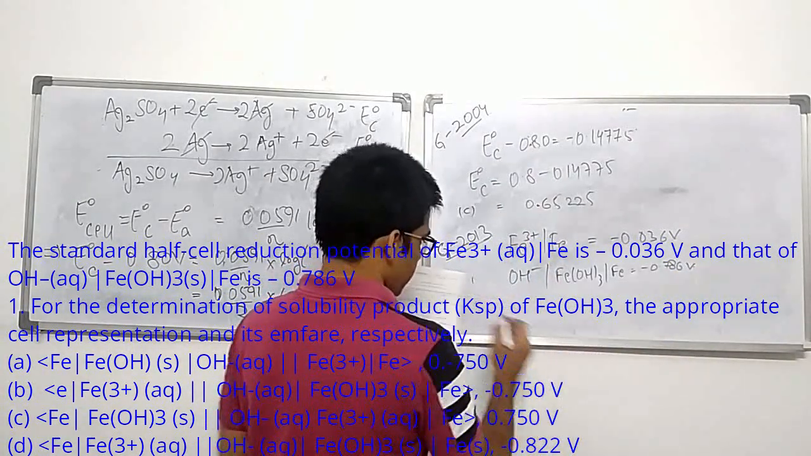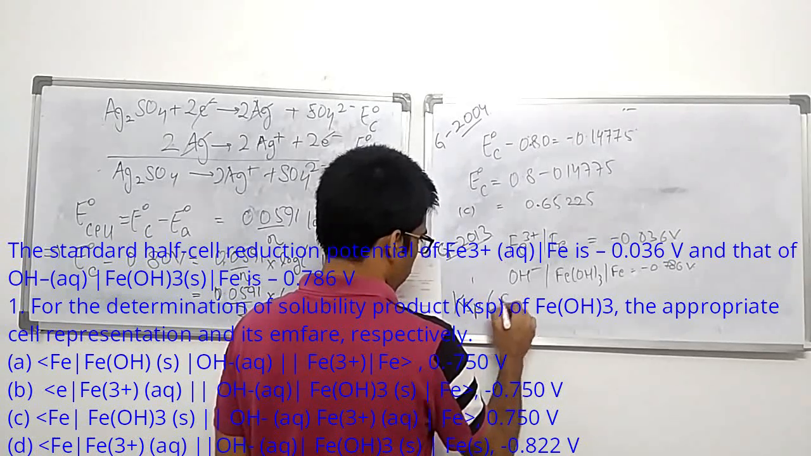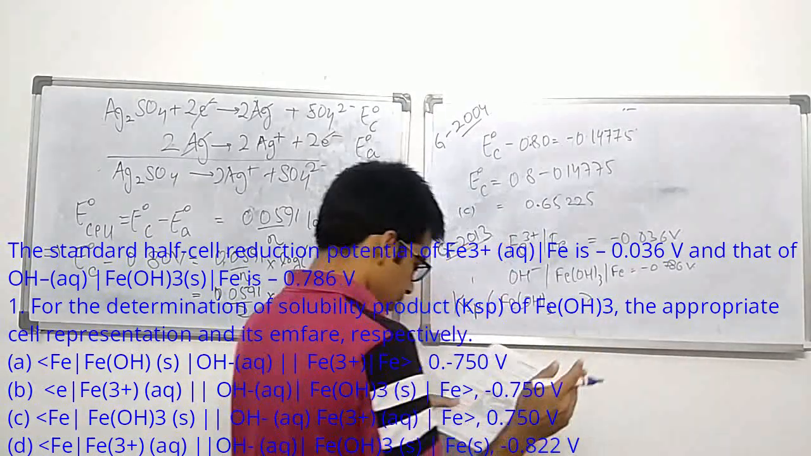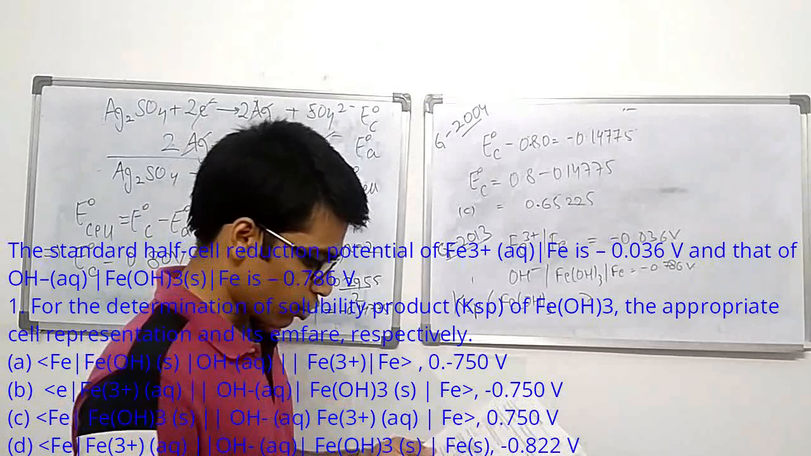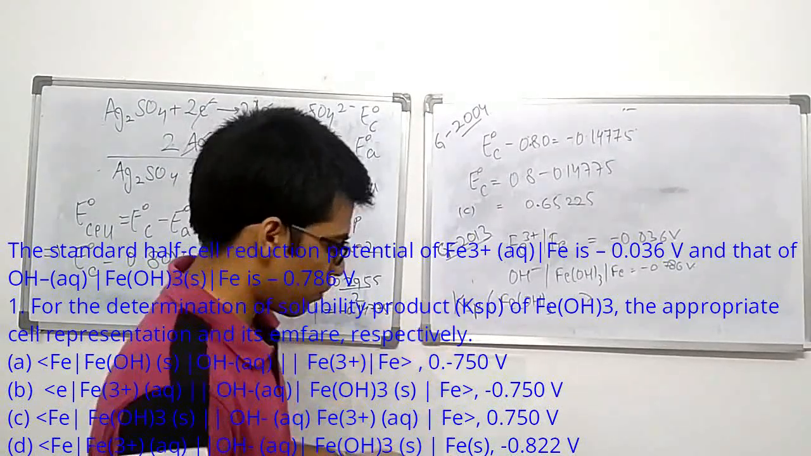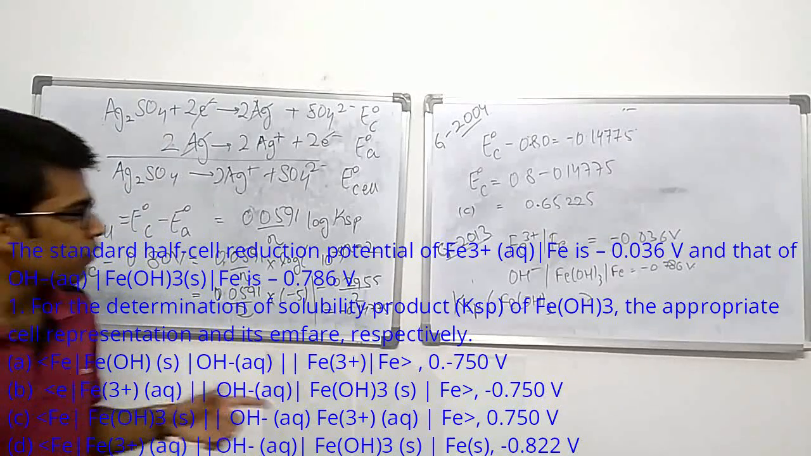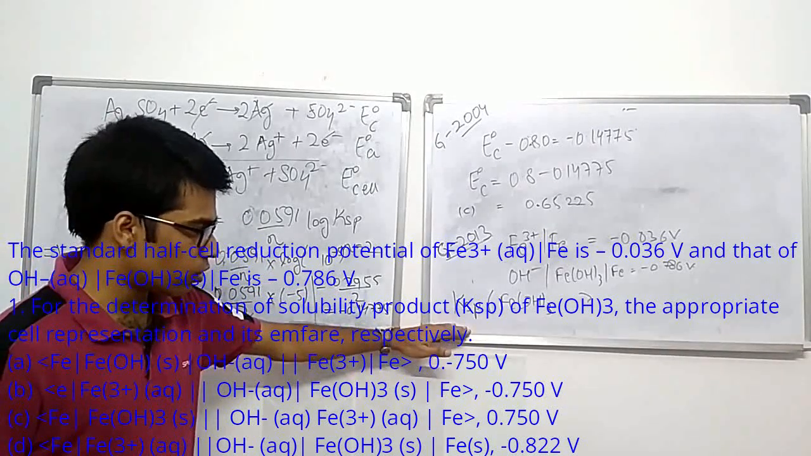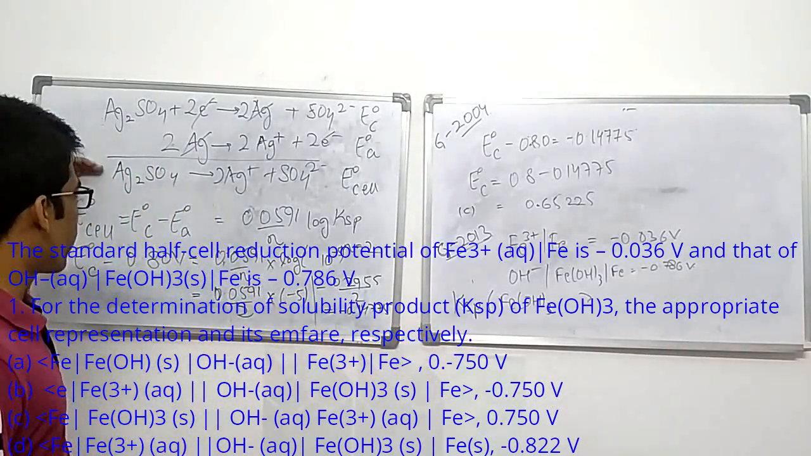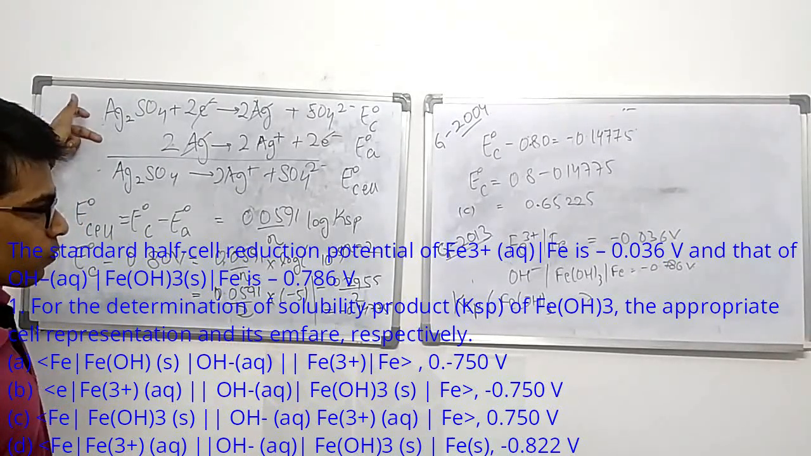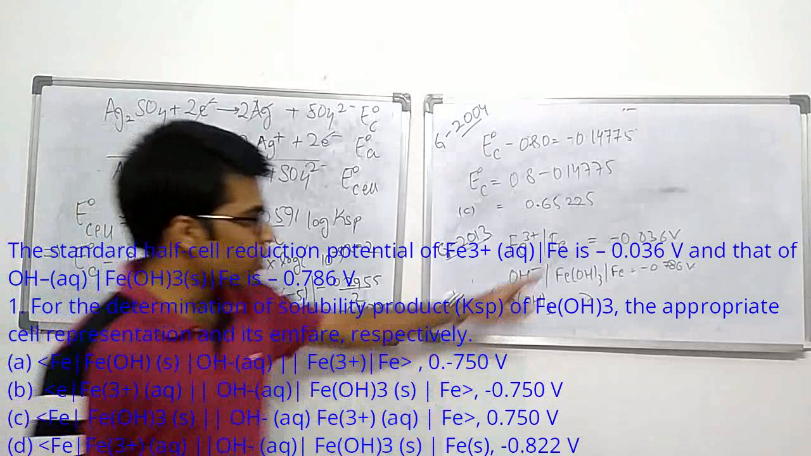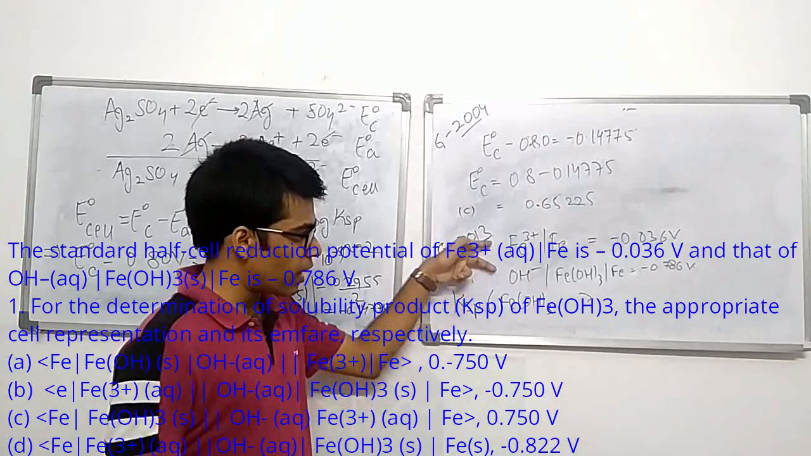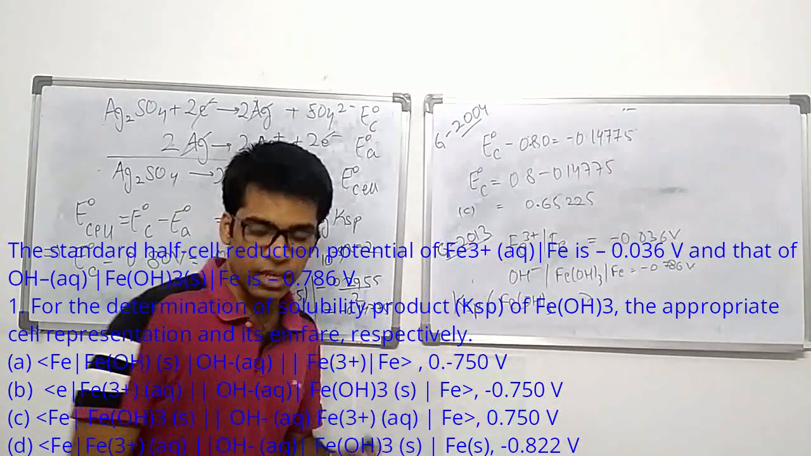They are asking the KSP of FeOH whole thrice. You have to find this, and you have to write the appropriate cell notation for finding KSP of FeOH whole thrice. That means in this question we have to find the net reaction for KSP of FeOH whole thrice from two half cells. These are the two half cells whose E is given. First we have to find the KSP, and we have to find the combination of these two cells so that we can get the KSP.